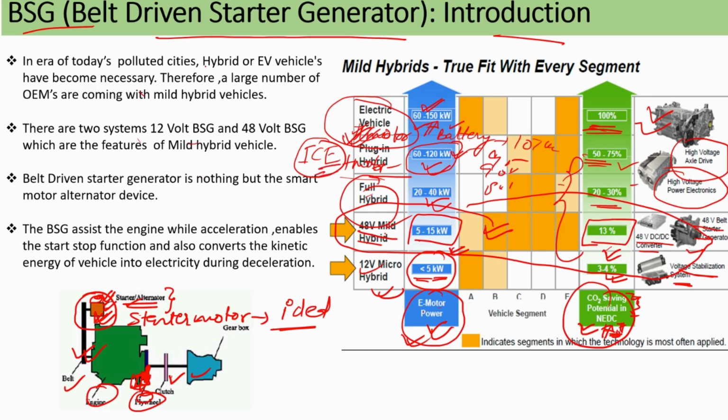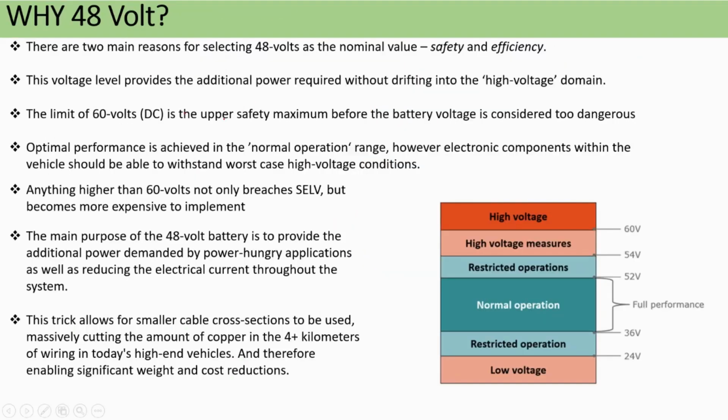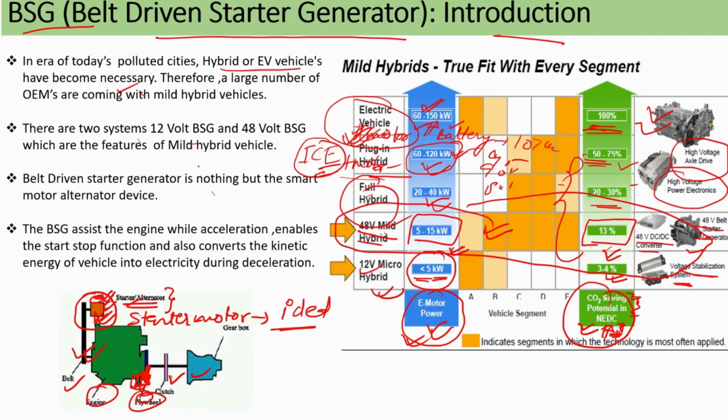Okay, so what is written here, I have written the comments also. Whatever I am explaining is the same thing: polluted cities make hybrid and EV vehicles necessary. A large number of OEMs are coming with mild hybrid vehicles. There are two types of system which I have already told you: 12 volt system and 48 volt BSG. So 12 volt micro hybrid, 48 volt mild hybrid.